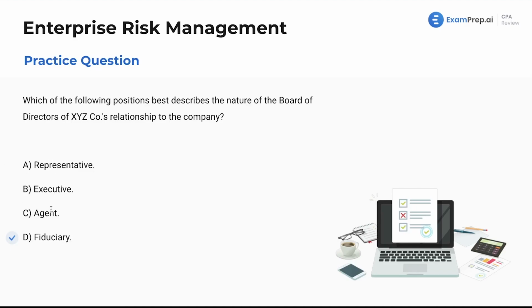All of these others, sure. Are they representatives of the company? Sure. Possibly agents. Are they executives? But the crystal clear-cut answer is fiduciary. This is the number one key trigger word that should come to your mind when you think or see board of directors.